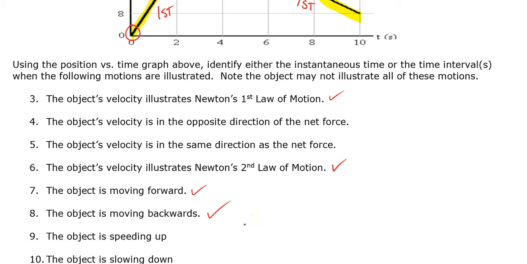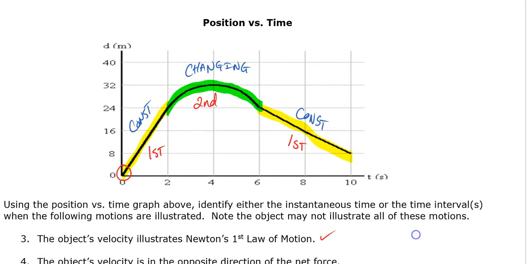Okay, 9, 10, a little bit tricky. 9 asks the object is speeding up. And then number 10 is the object is slowing down. So let's go back to the graph. We said that 0 to 2 seconds was constant, so it's not in that region, and it's not in the region between 6 and 10 seconds. So the speeding up and slowing down must happen between 2 and 6 seconds.